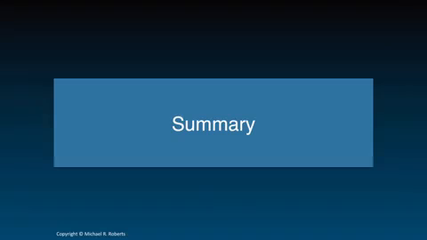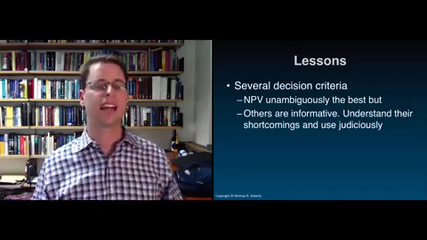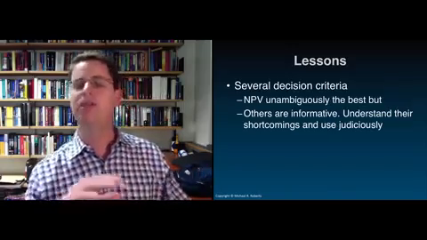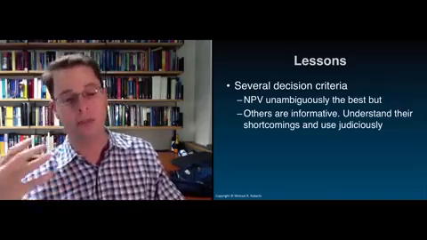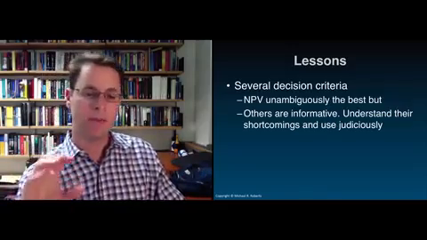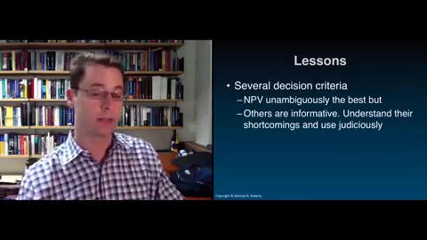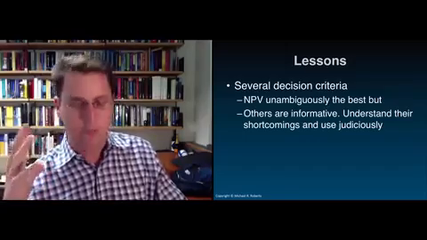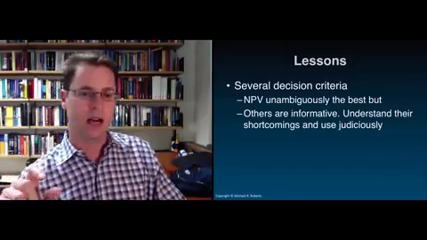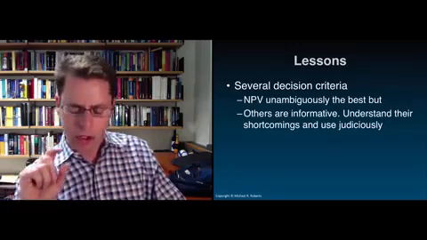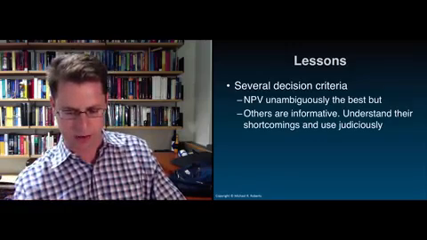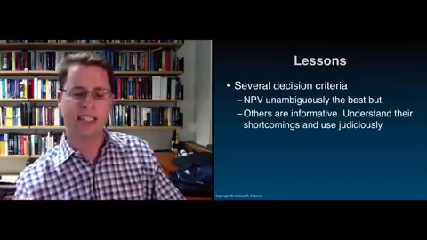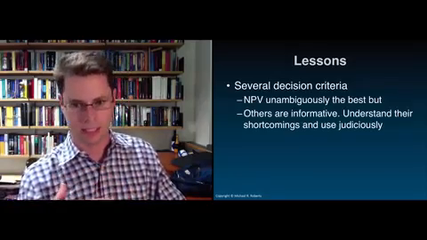All right, so let's bring this all back together. Let's bring it full circle. There are several decision criteria. NPV is unambiguously the best and should always be used. But I want to emphasize that others, such as the internal rate of return and payback period, or its discounted cousin, are all informative. And the key is to understand the shortcomings of these alternative decision criteria to avoid any mistakes that feed into the ultimate decision.